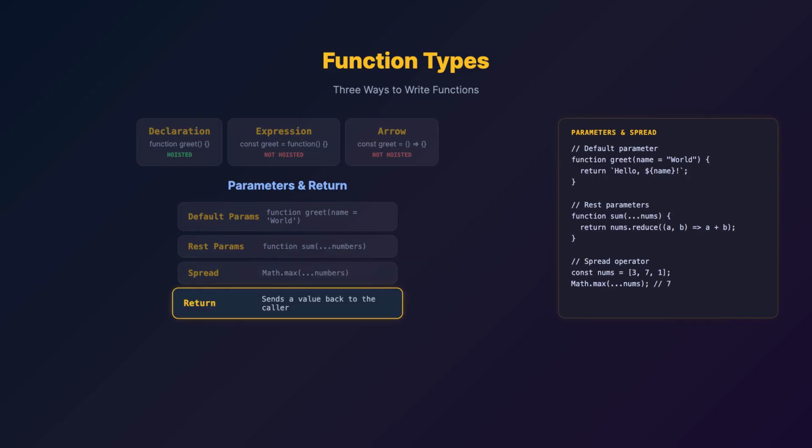Return values. A function without a return statement returns undefined. Return exits the function and sends a value back to the caller. Return can only send one value. To return multiple values, use an object or array.